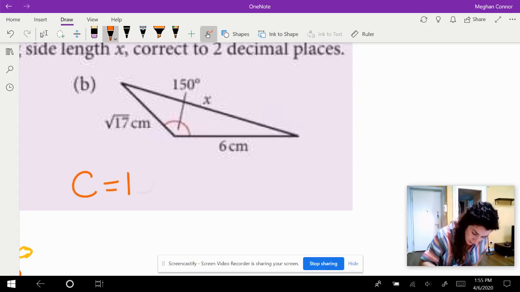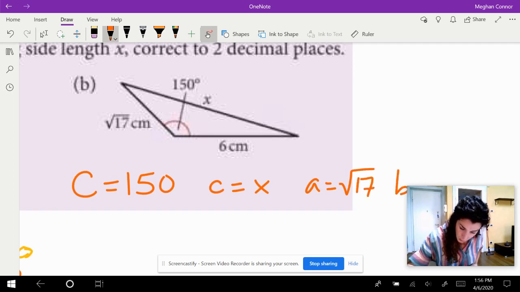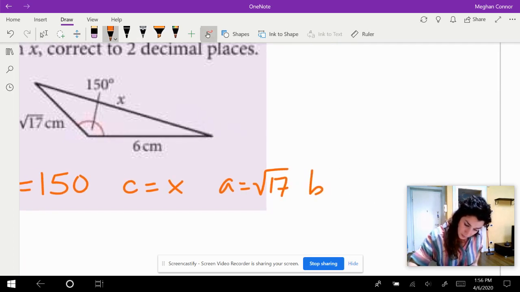which is 150, which means that lowercase c needs to be the side length opposite of that. So we're focusing on, with law of cosines, finding that angle first and then saying, okay, well then lowercase c has to be the opposite side length. And then from there, a and b doesn't matter, as long as one of them is a and one of them is b.